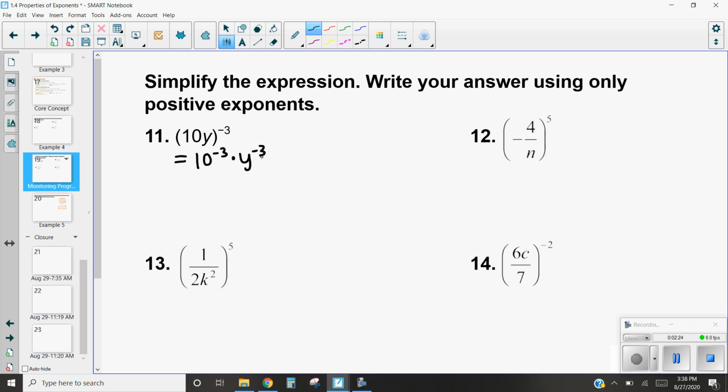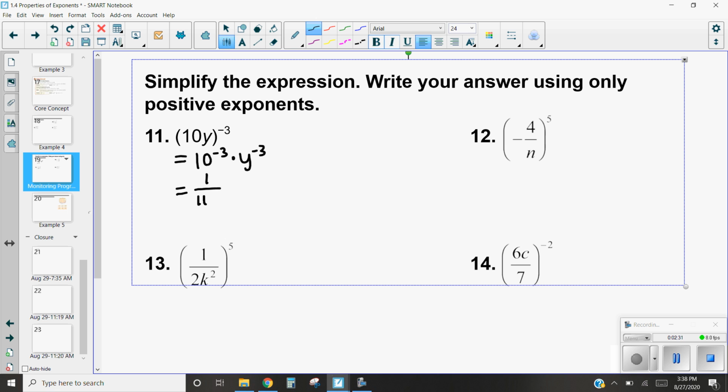Now remember, when something goes to a negative power, we want to do the reciprocal. So this is the same as 1 over 10 to the power of 3 times 1 over y to the power of 3. Now we can combine these and get 1 over 10 to the third y to the third, and 10 to the third is going to be 1,000. So this is really 1 over 1,000 y cubed. So there we go. That's how the power of a product would work.